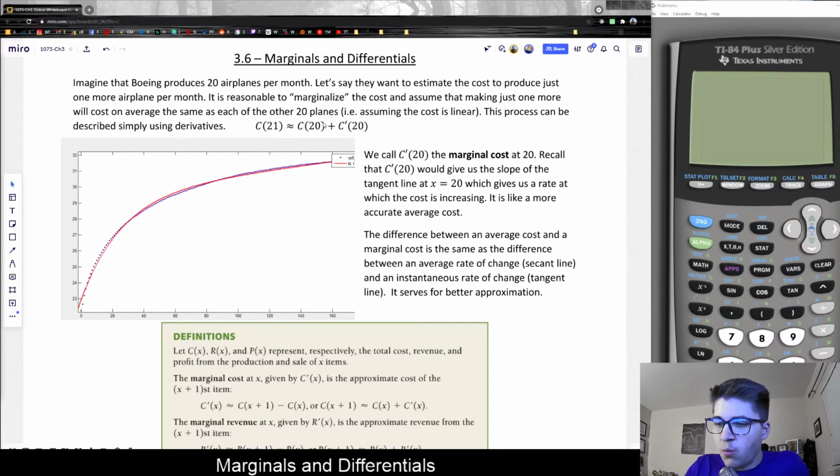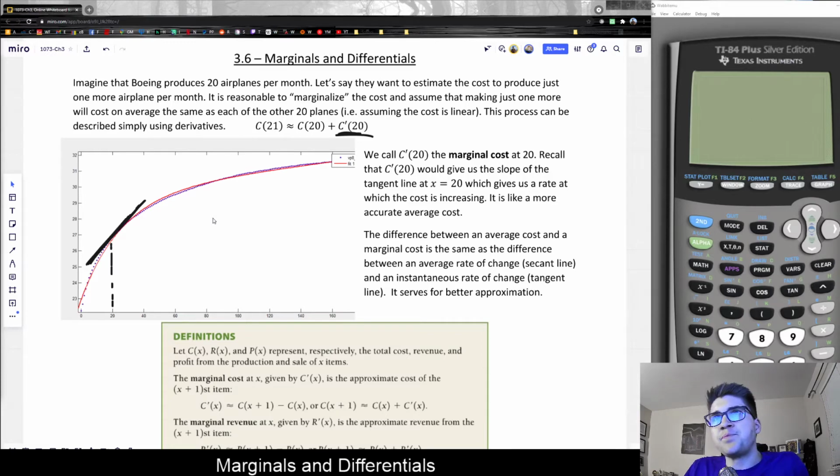If we think about what C prime of 20 means, again, that would be the first derivative of the cost function at that particular point. Or if we see a curve which represents the cost to produce a number of airplanes, it would represent the slope at that exact point on the curve. So we'll just say this is right here, and we would have our slope.